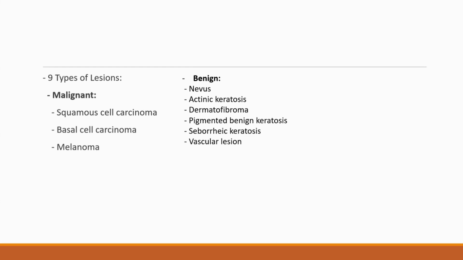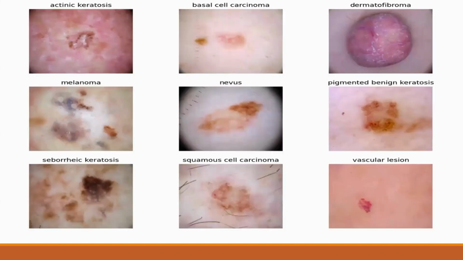Our project's goal will be to separate these types of lesions into their 9 different classes, and the main goal will be to separate the melanoma from 8 other types of diseases from the provided dataset. These are the images of different types of skin cancers which are included in our dataset, and our model will be trained to classify these types of cancerous and non-cancerous images.